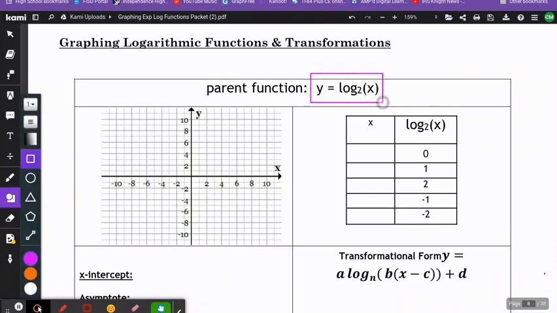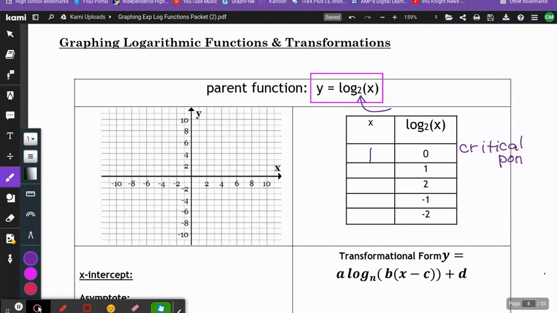Graphing logarithmic functions and transformations. Here is the parent function that we're going to start with, log base 2 of x. It doesn't matter what the base is. You can have a parent function for any base. And the critical point is (1, 0) for every logarithmic parent graph.